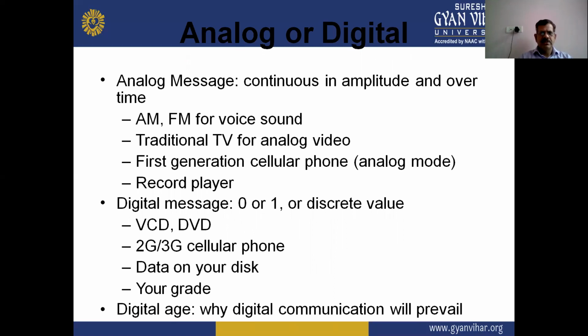Analog message. So what is an analog message? An analog message is continuous in amplitude and over time. For example, AM and FM for voice sound. Next is traditional TV for analog video. First generation cellular phones, analog board, and recorder players.